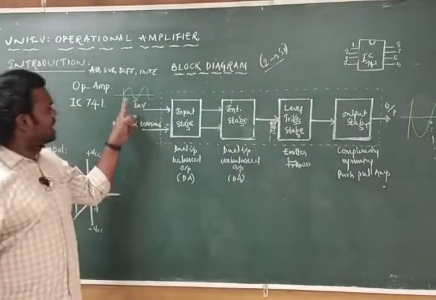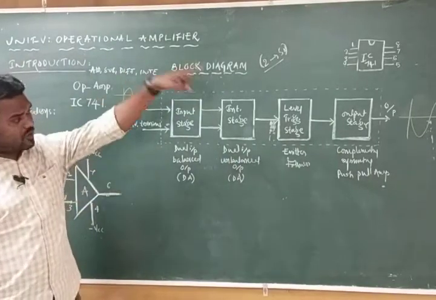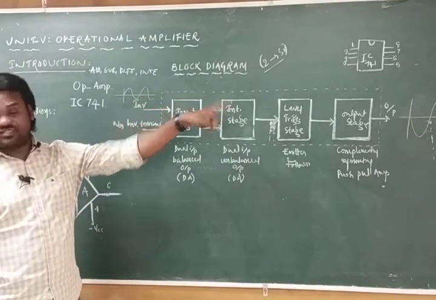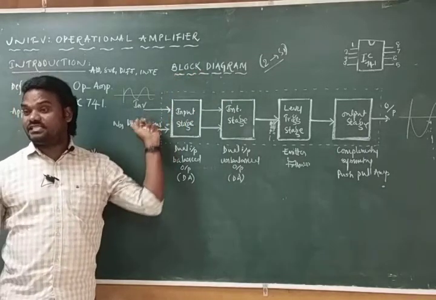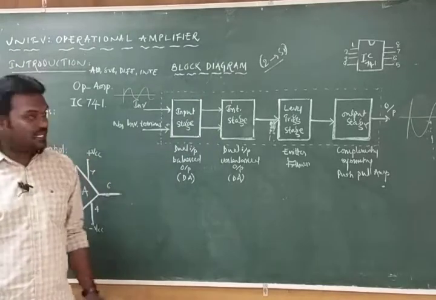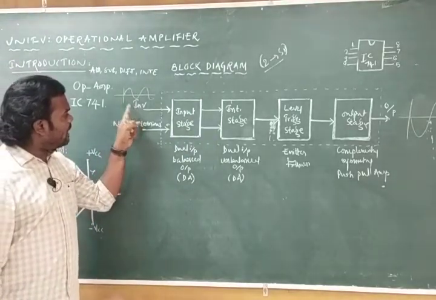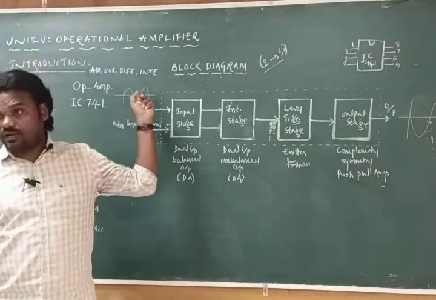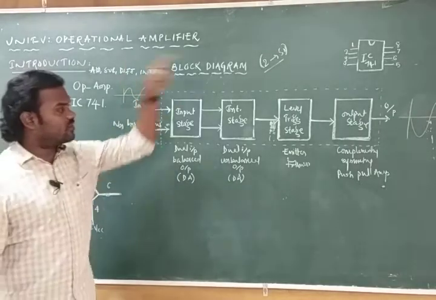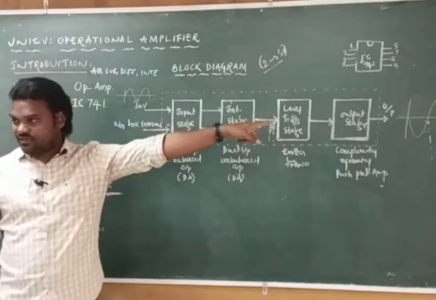If the input signal starts at the positive half cycle, then the output starts at the negative half cycle. What is the phase difference between these two? 180 degrees. That means if I give the input at the inverting terminal, it simply inverts the input signal: positive to negative and negative to positive.